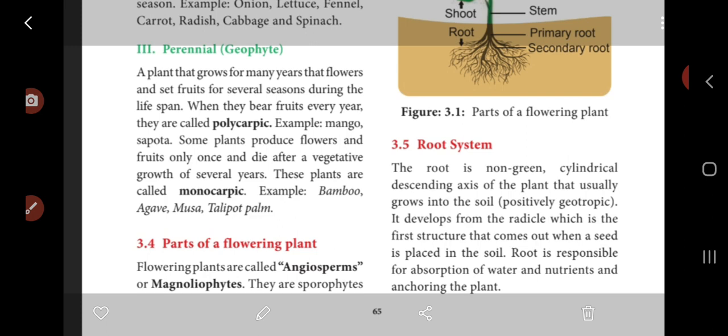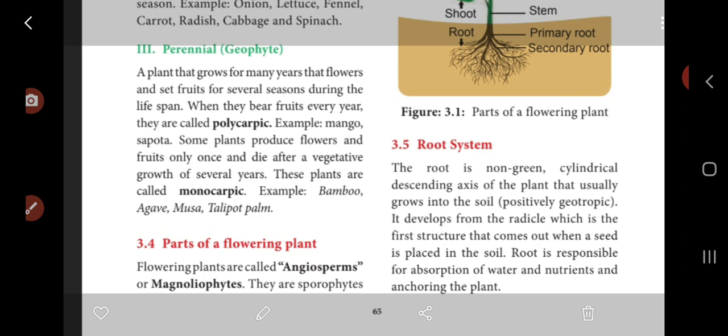It develops from the radicle, which is the first structure that comes out when a seed is placed in the soil. Suppose we place a seed in the soil, the first structure which comes out from the seed is the radicle. From the radicle only the root system will develop. After the formation of the radicle, the second structure developing from the seed is the plumule. From the plumule only the entire shoot system will develop.